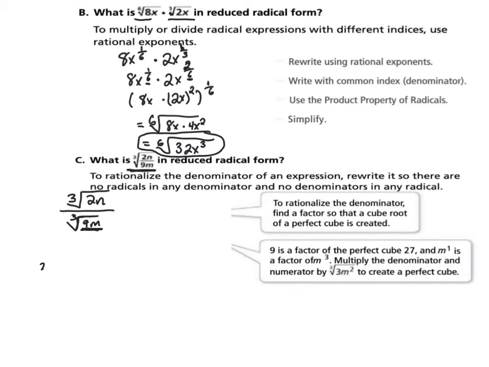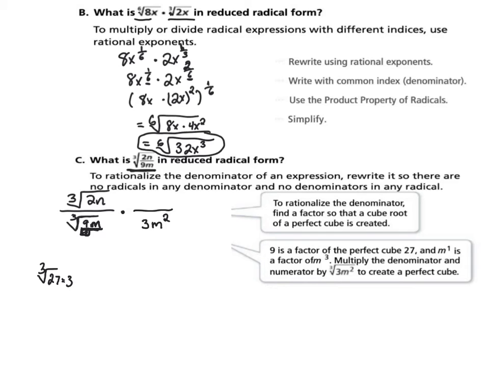Well, we can take the cube root of 27. The cube root of 27 is 3. So we need to multiply this 9 by something to get 27. Well, that is 3. So we'll start off with the 3 here. Now, what do we need to multiply m by to get m cubed, because we want to be able to take the cube root of it? Well, m times m squared.